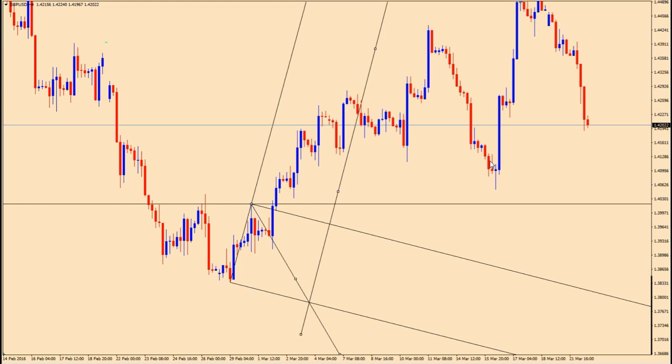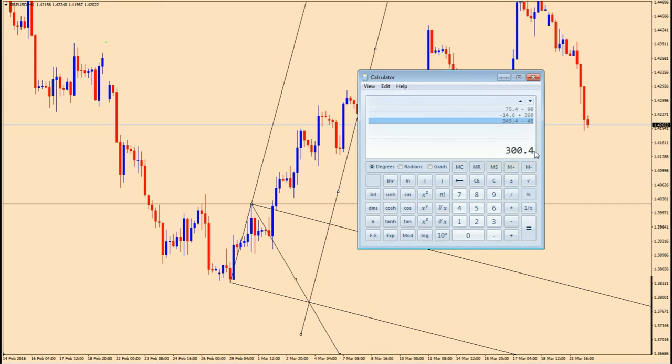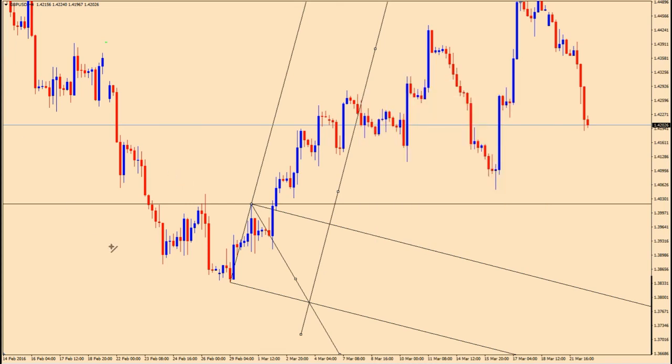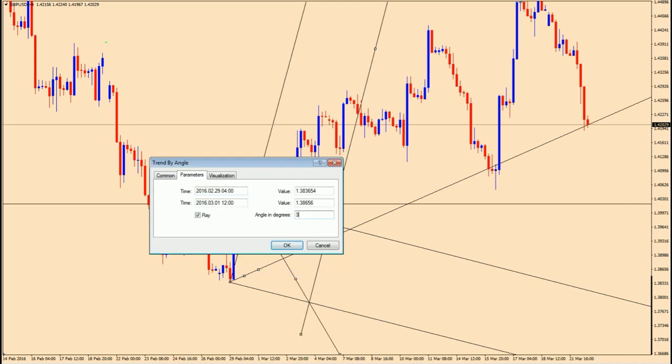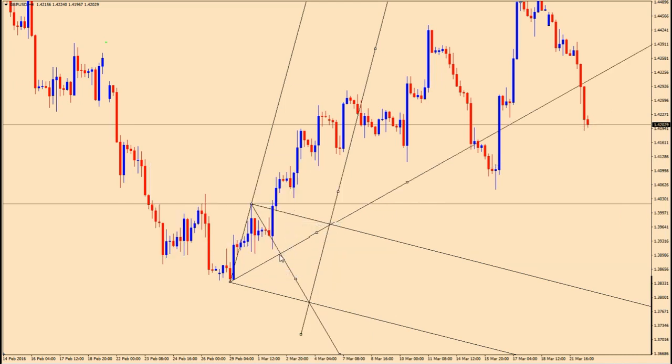But before we do anything else, I want to go ahead and draw in our final angle. Let me show you here. We're going to add 90 degrees to this. Plus 90 brings us to 390 degrees, which is more than 360, so we have to subtract that out. And then we get 30.4 degrees. So if we draw a 30.4 degree angle up from here, we have the center of our square, and that right there is what I'm looking for, the center of our square.